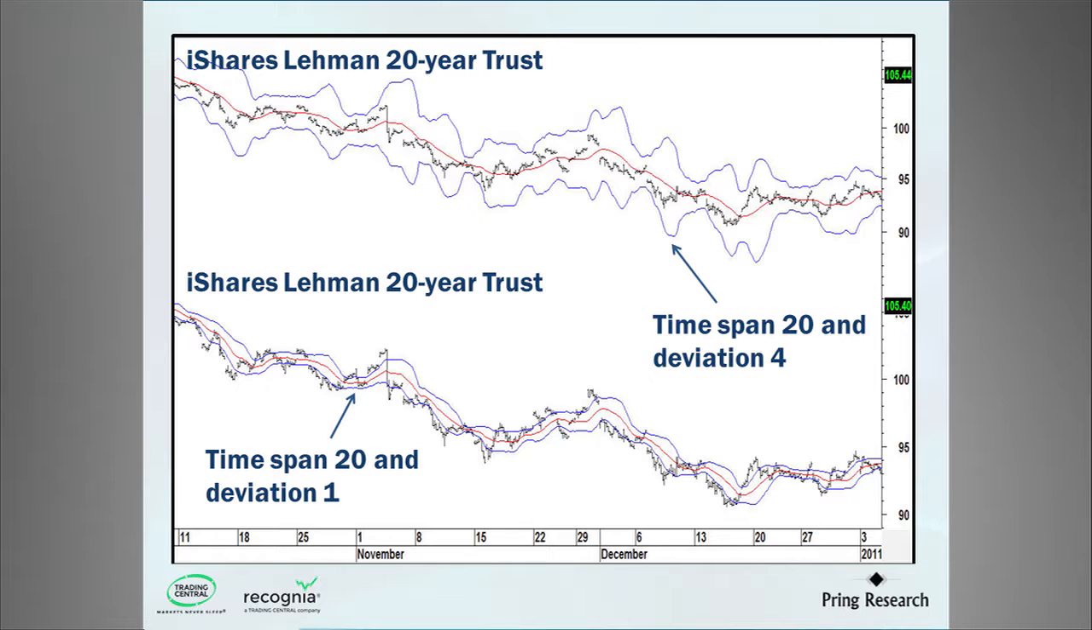John Bollinger, the creator of this technique, recommends a factor of 20 for the time span and 2 for the deviation. Those are the parameters I'll be using for the remainder of the charts in this presentation.